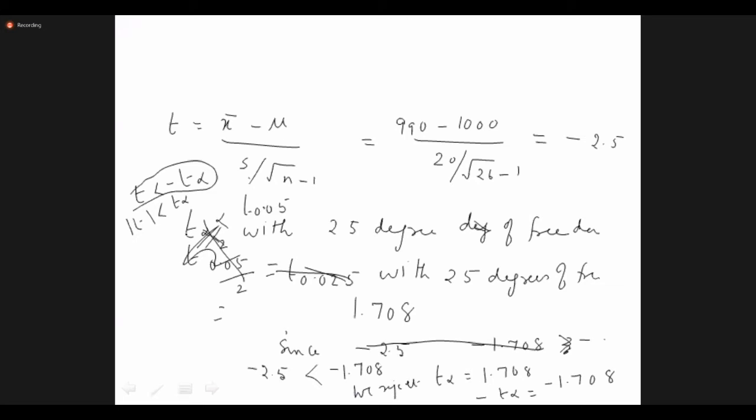We reject the null hypothesis. This way, we will be taking 2.5 and T alpha, and correspondingly we will go for that value. Okay, this is the easy way of finding it, so you can go for it. Otherwise, I am using the first one only: T less than minus T alpha, minus 2.5 is less than minus 1.708. So we reject the null hypothesis.